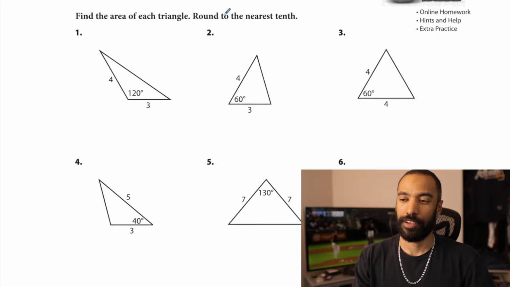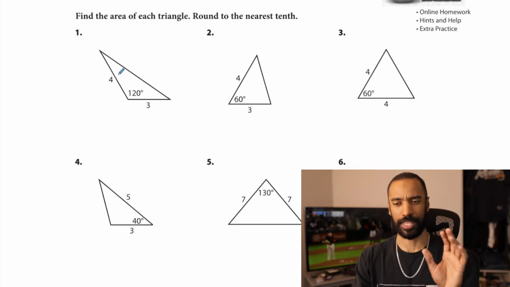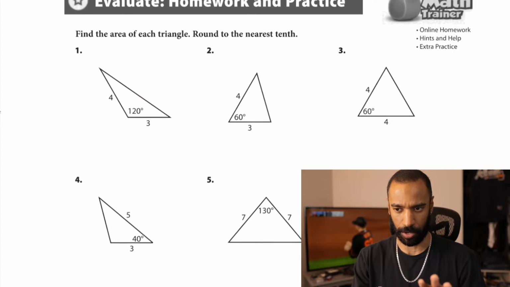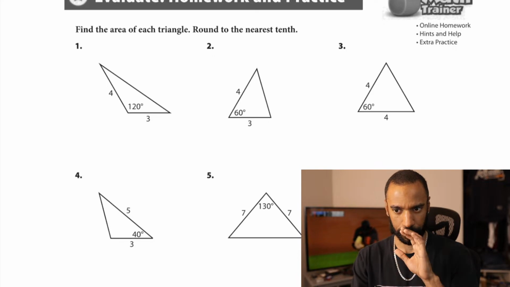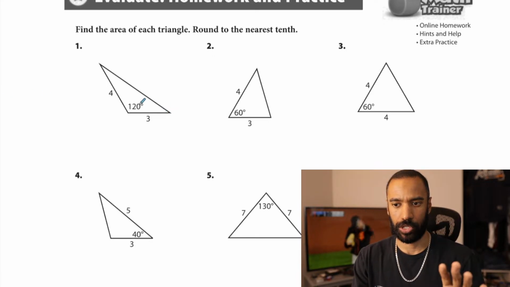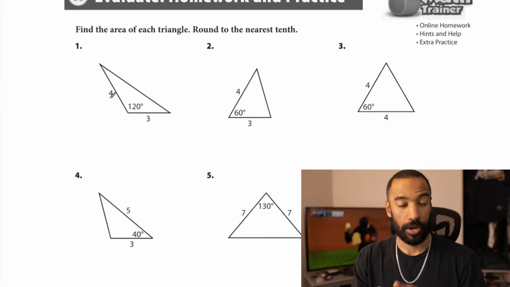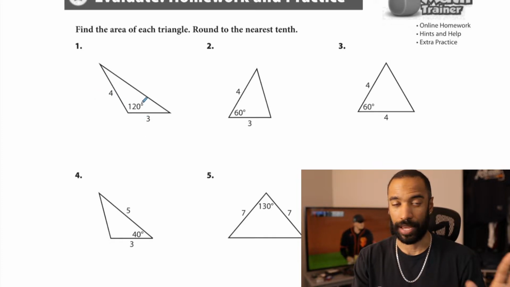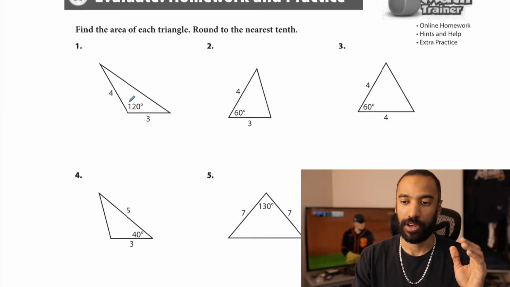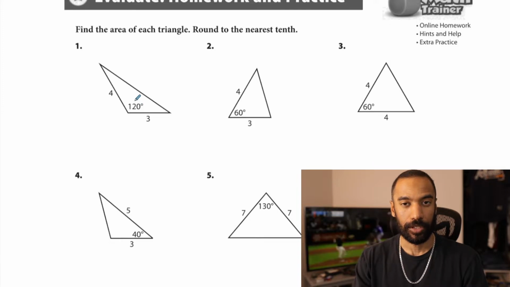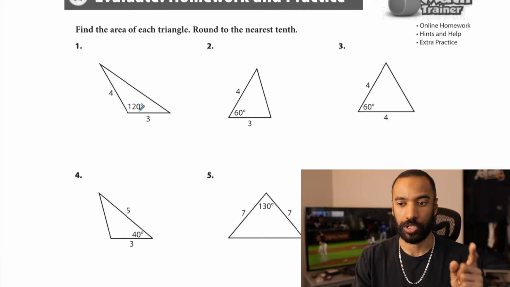Okay, find the area of each triangle, round to the nearest tenth. Now, the formula that we're going to be dealing with here is that we are going to be working with 2 known sides of a triangle, not necessarily a right triangle, and something called the included angle. The included angle is the angle that is between your 2 known sides.